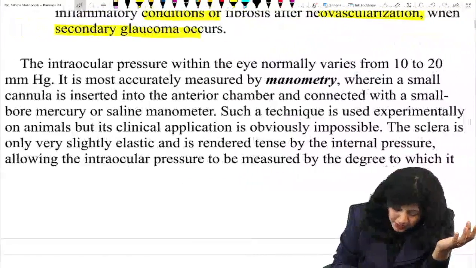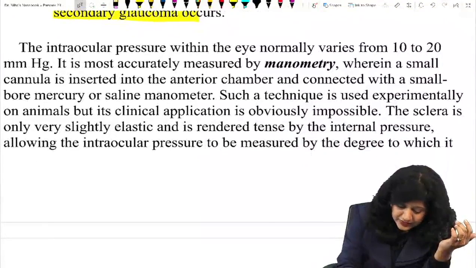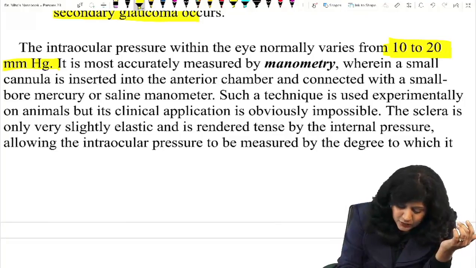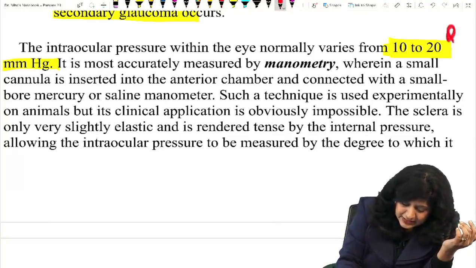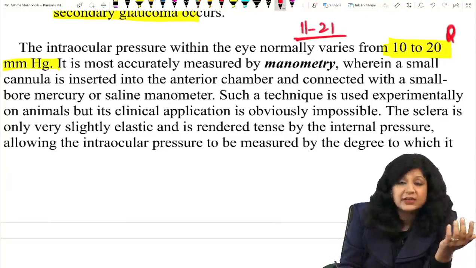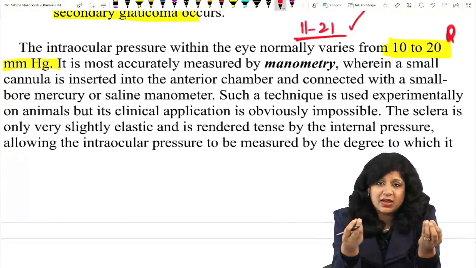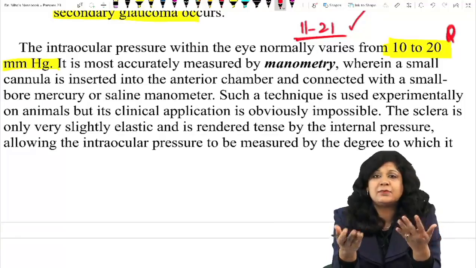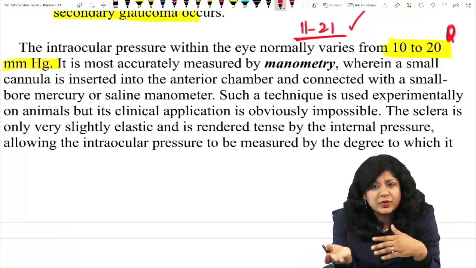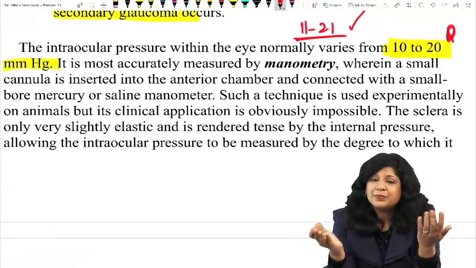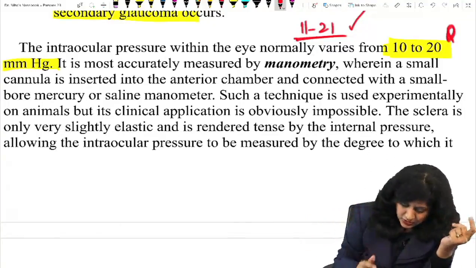Alright. Now let's move forward. The intraocular pressure within the eye. They have given you the normal range. It is 10 to 20. Now you will say, ma'am, you say that it is 11 to 21. So this is also correct, like all books say somewhat here and there. So roughly it can be 10 to 20 or 11 to 21. Even so they say 15 to 21. So somewhere in the range it is okay, normal.